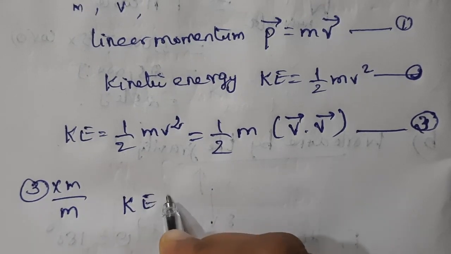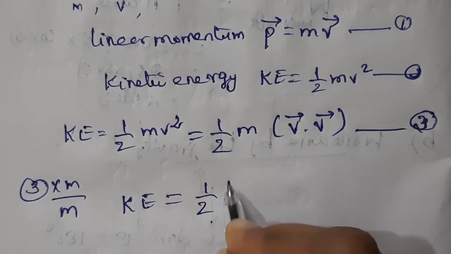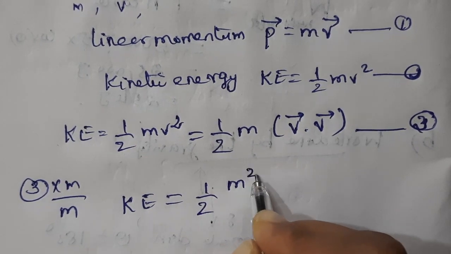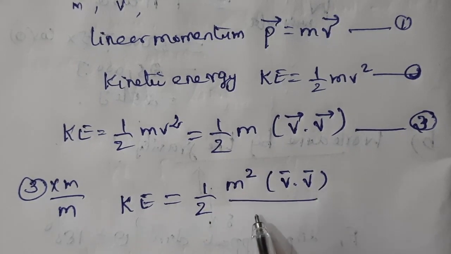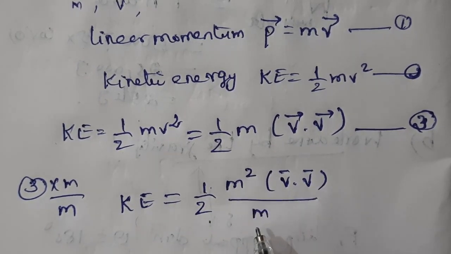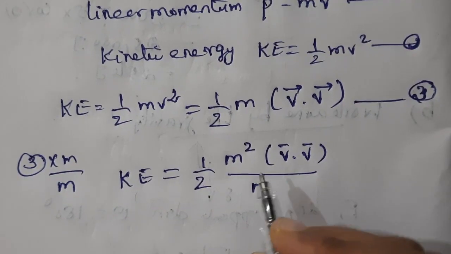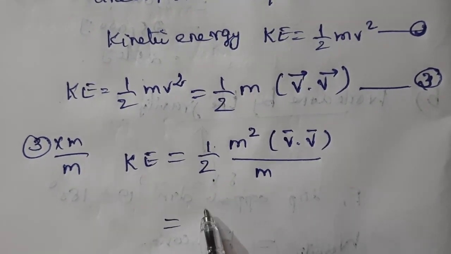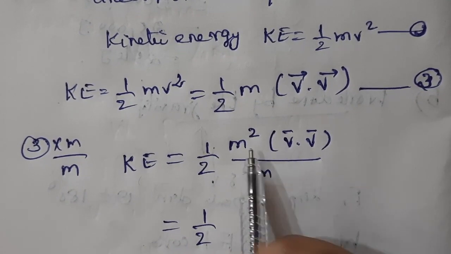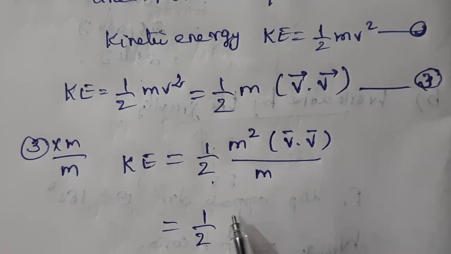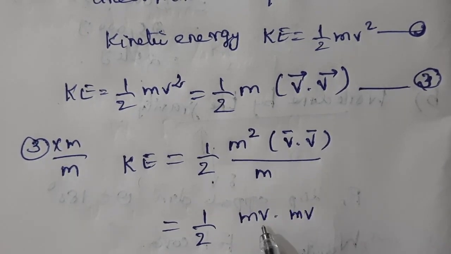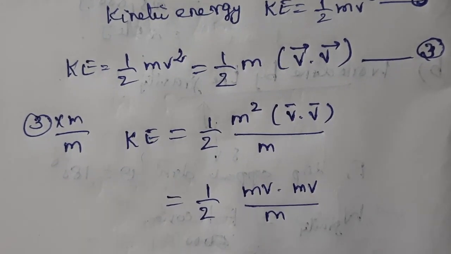That is, kinetic energy is equal to half into m into m, so m square into v, divided by m. Multiplying by m and dividing by m. Understand? And this equation again can be written as half into m square. I can split and write mv into mv. It means m square v square, divided by m. So what is mv?